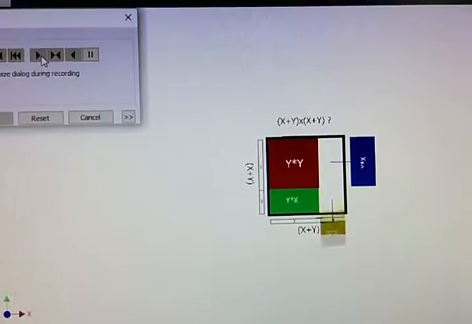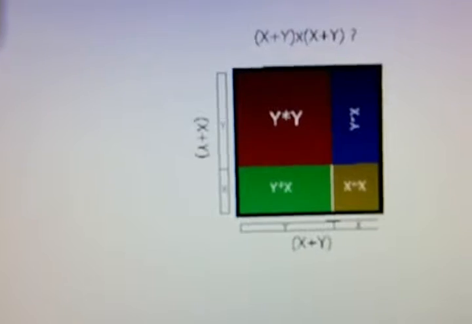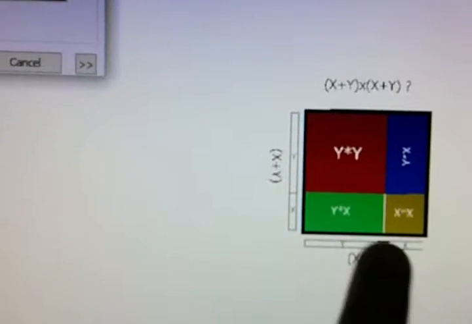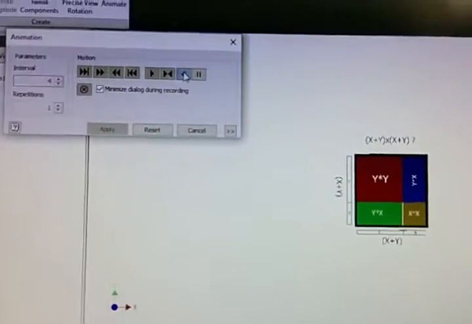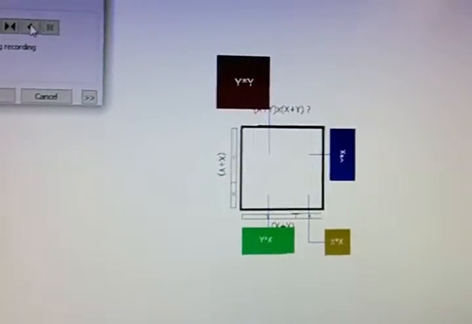So this is how we can show students that a plus b the whole square is the sum of y square plus x square plus x into y and y into x. So this makes the expansion meaningful to the students. And now we can see we have reverse animated it also.